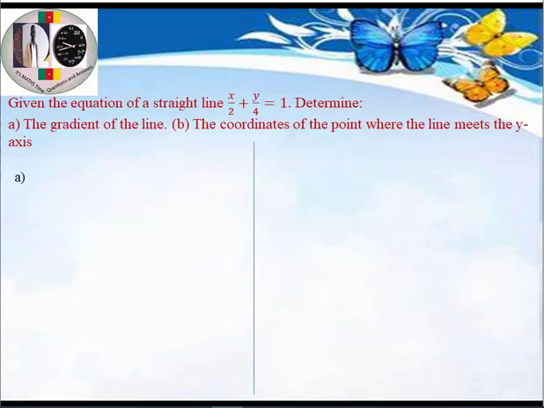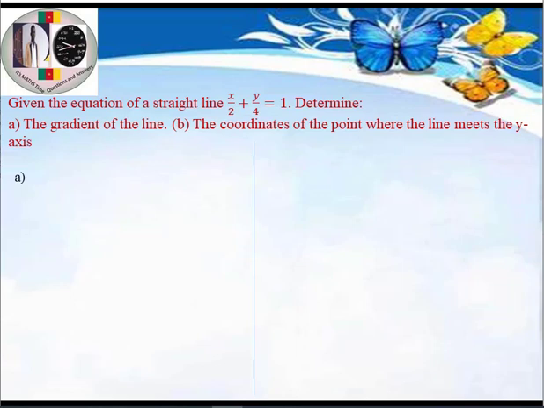Okay, today's question says, given the equation of a straight line x/2 + y/4 = 1, determine A, the gradient of the line, B, the coordinate of the point where the line meets the y-axis, or where the line cuts the y-axis.